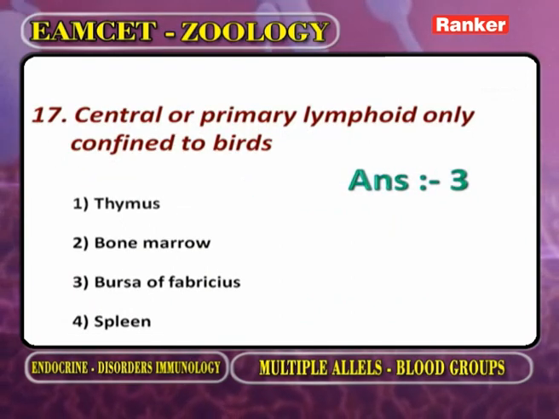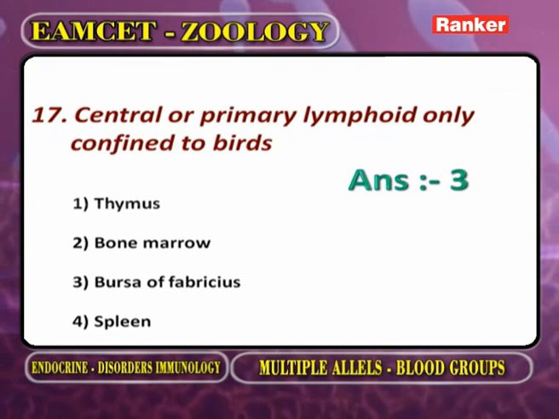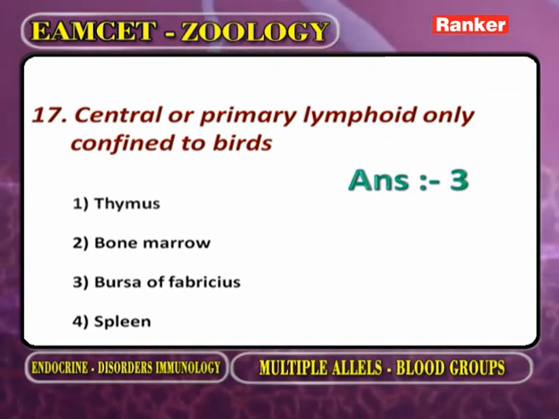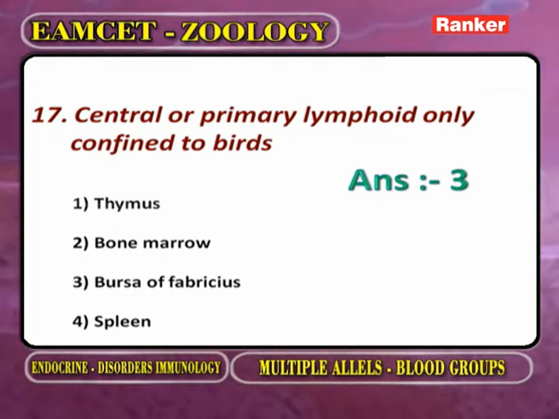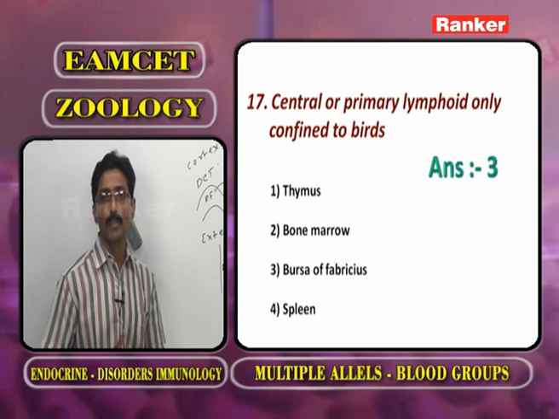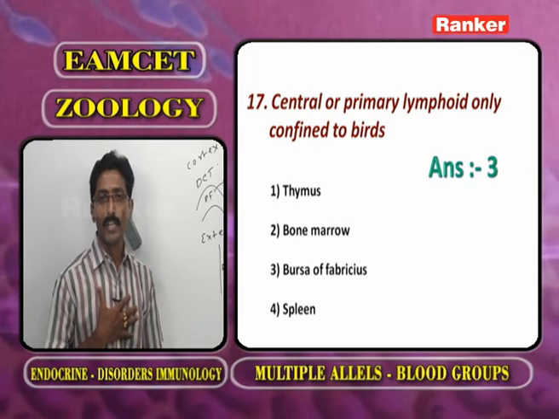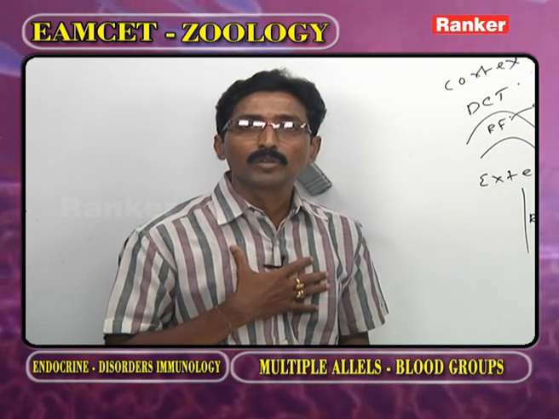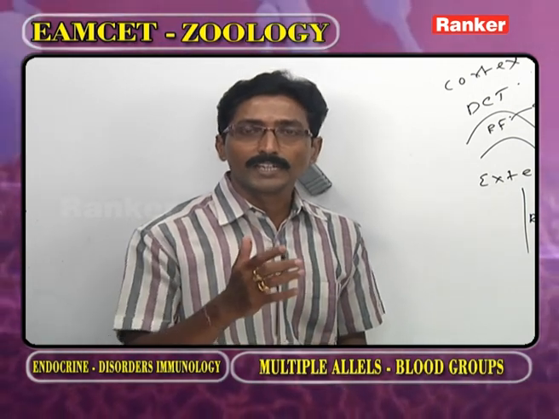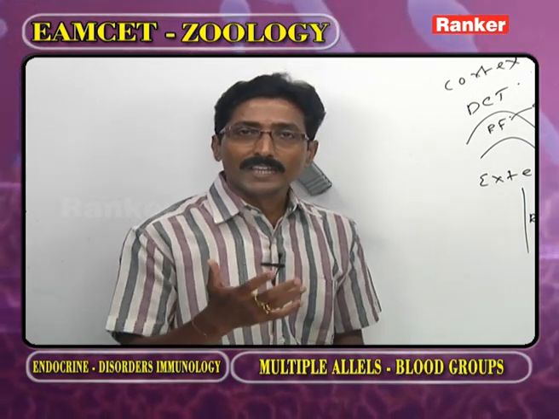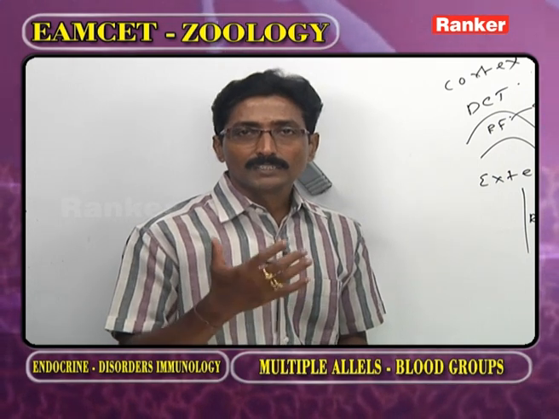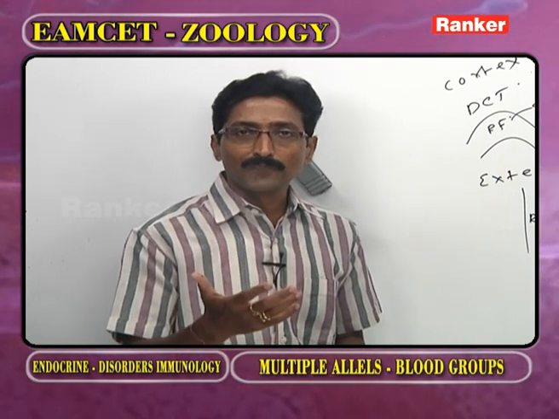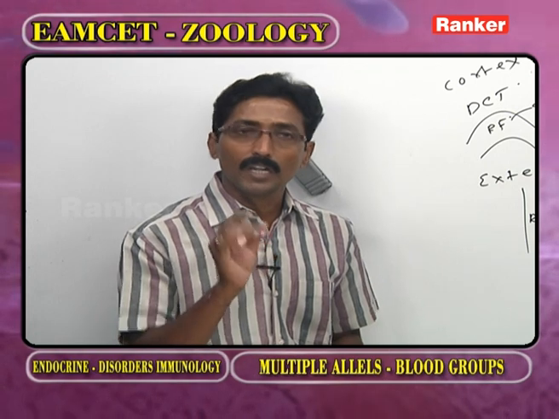central or primary lymphoid organs in the bird's body. Now, as we observe immunity or immunology, take for example the human body. In our body, what is the primary lymphoid organ? That is the bone marrow and the thymus. What is the secondary lymphoid organ? That is the spleen, lymph nodes and MALT.